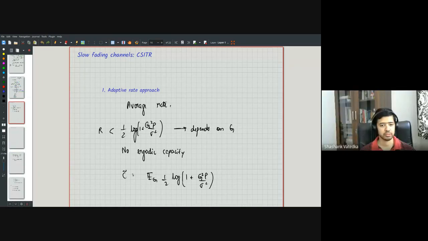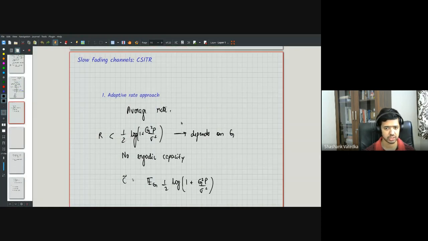Good morning, everyone. So we were talking about fading channels, and we'll try to wrap up the discussion on fading channels in today's class. In the last class, we were mostly talking about point-to-point channels, both slow fading and fast fading channels.